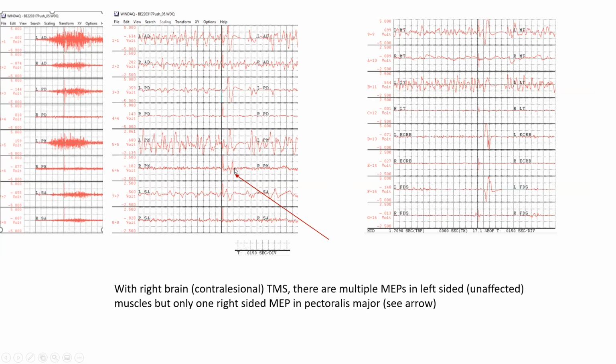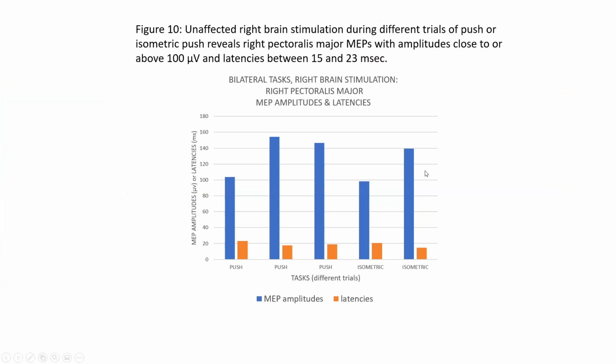But here is another example of the MEP in the pectoralis major on the right, which we think originates from the transfer. And in this figure, we did 5 different tasks, 2 isometric tasks, 3 different push tasks, and all of these produced amplitudes greater than 100 microvolts for the MEP in the right pectoralis major, and a reasonable number of latencies as well.